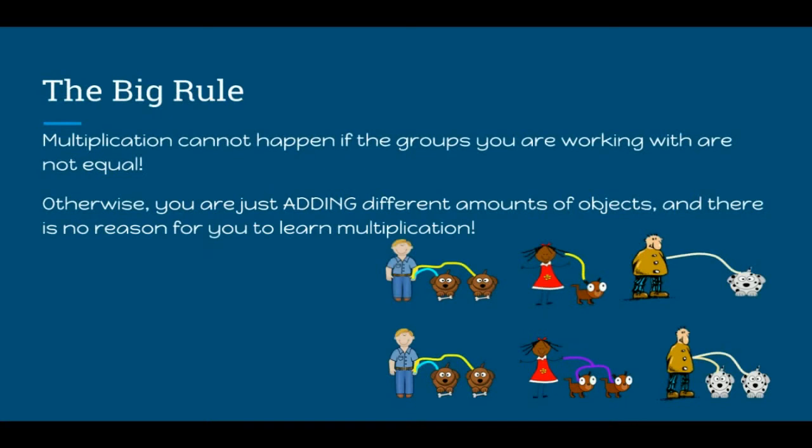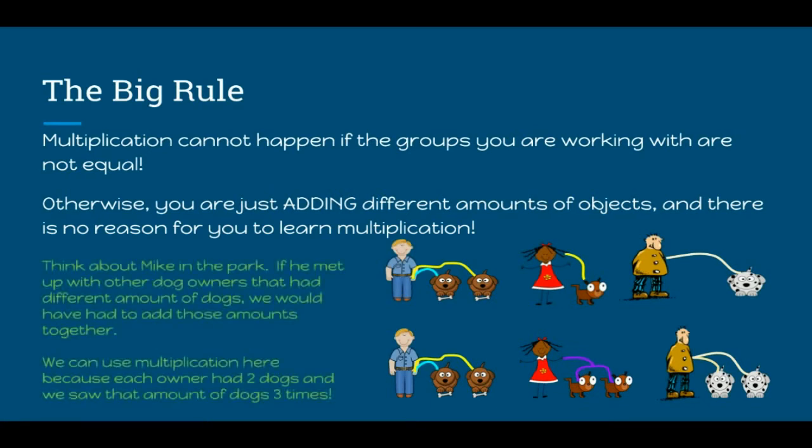So let's talk about the big rule before moving on. Multiplication cannot happen if the groups you are working with are not equal. Otherwise, you're just adding different amounts of objects, and there is no reason for you to learn multiplication. So let's take a look at the first set of dog owners. We're going to think about Mike again. If he met up with other dog owners that had different amounts of dogs, we would have had to add those amounts together.